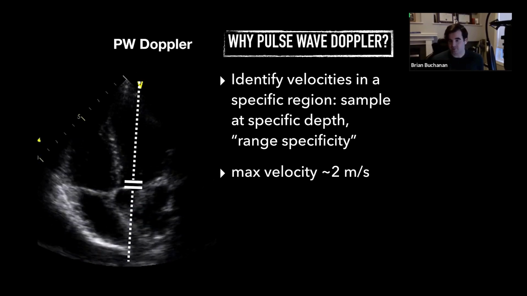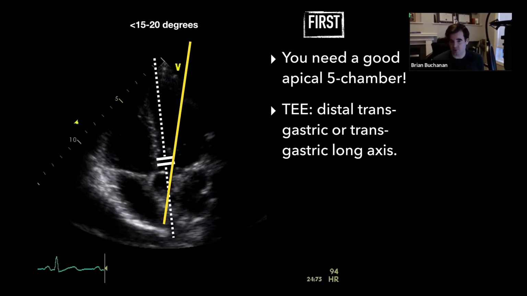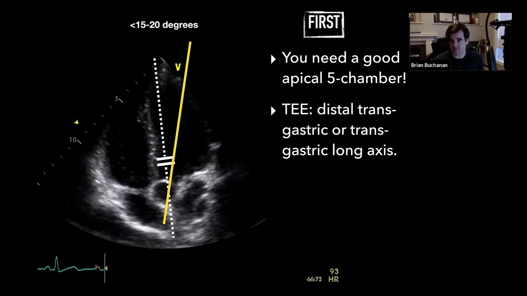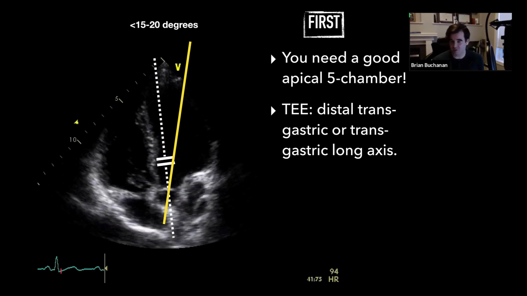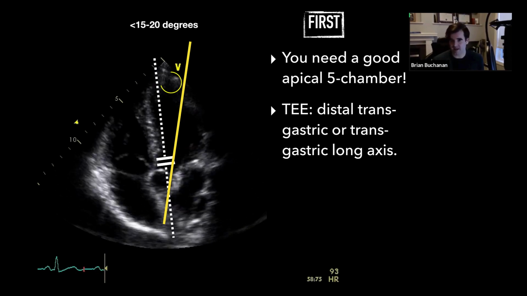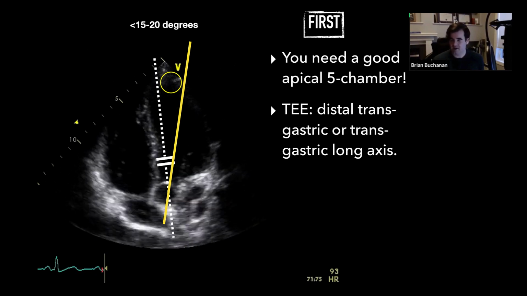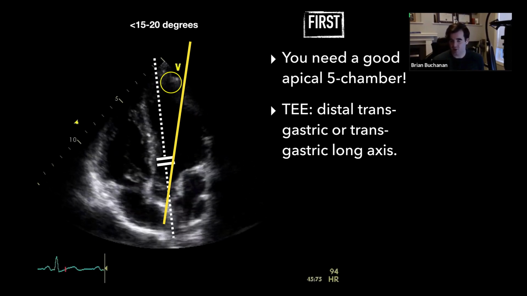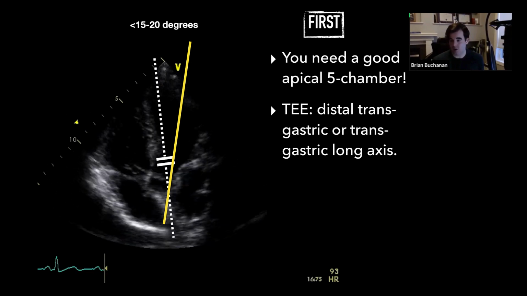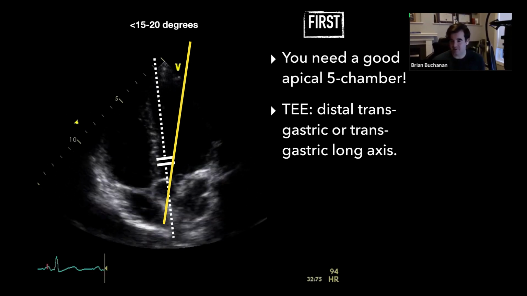But of course, before you can even talk about spectral Doppler, you need good views. I think this is probably the thing that should be emphasized most: you need a really solid apical 5 chamber if it's transthoracic. You need the angle of interrogation of that Doppler probe to be less than 15 to 20 degrees from the angle of flow. If you go over that, you are going to underestimate your outputs, and I think that's certainly one of the biggest caveats.